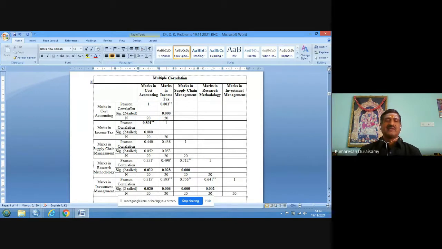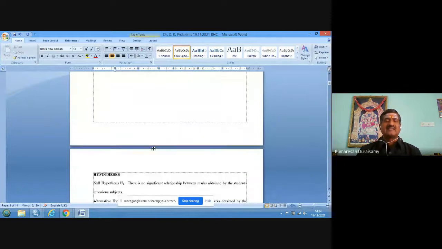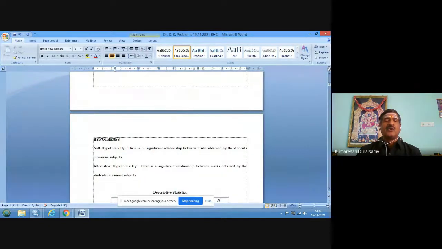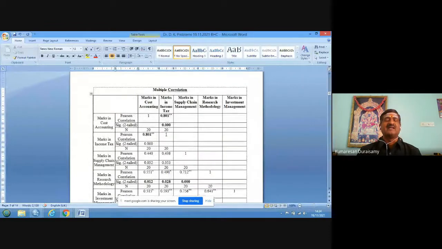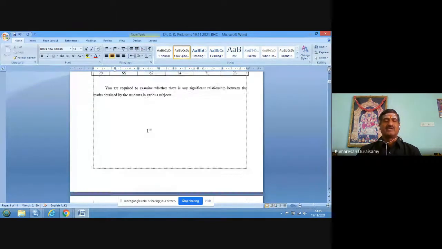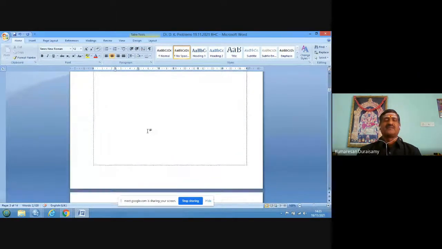Here 3 results are given. One is the coefficient of correlation. The second one is the p-value. As usual, since the p-value is available, there is no mistake at all in writing the hypothesis, because we can get the p-value. Then the third one is N. N means number of observations. It is 20 because we have taken 20 students.